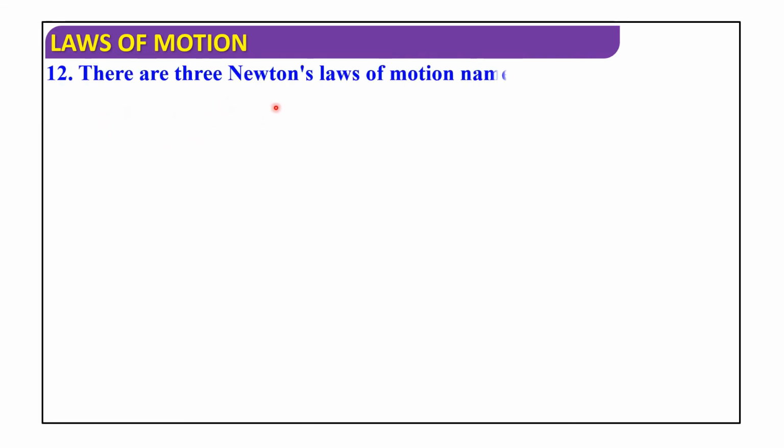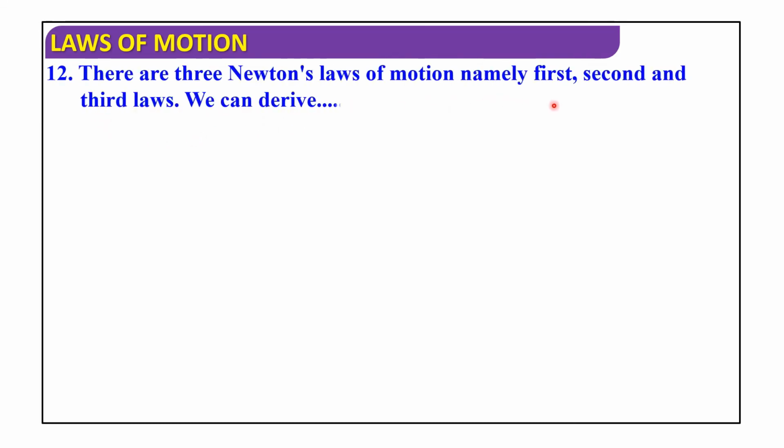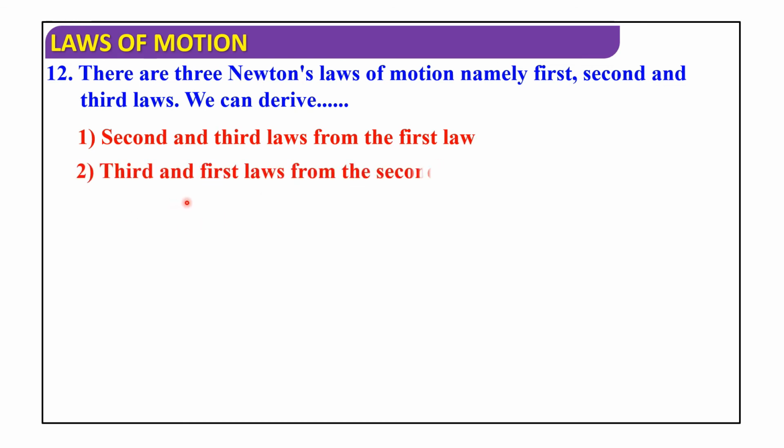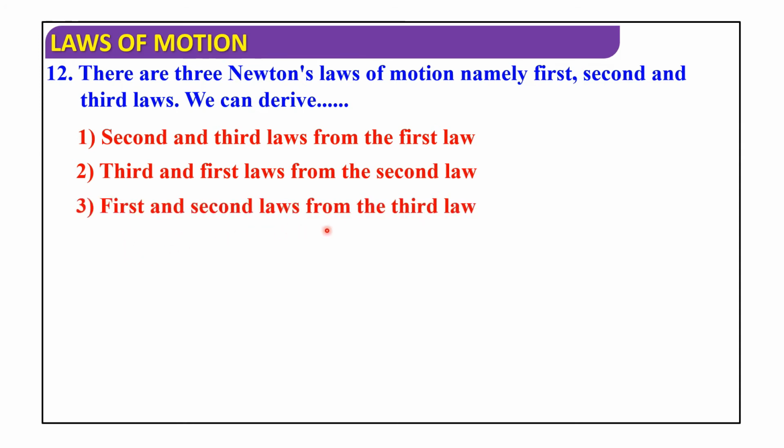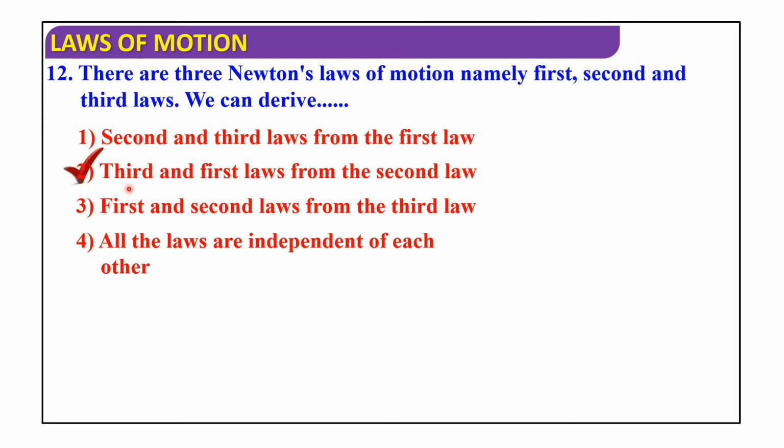Next, there are three Newton's laws of motion, namely first, second and third laws. We can derive second and third laws from the first law, third and first laws from the second law, first and second laws from the third law, or all the laws are independent of each other. Here, of the three Newton's laws of motion, we can derive the third and first laws from the second law.